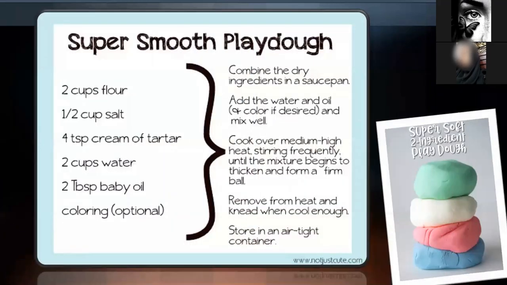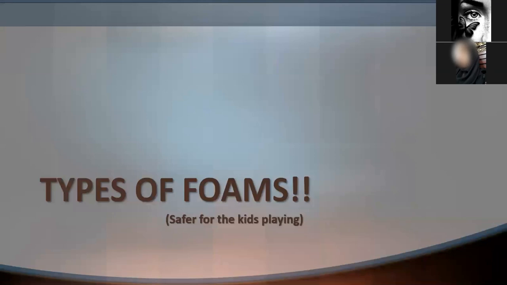Next, super smooth Play-Doh. How can we make super smooth Play-Doh? Take 2 cups flour, 1/2 cup salt, 4 tablespoons cream of tartar, 2 cups water, 2 tablespoons baby oil. Coloring is optional here. Now, how do we do it? Combine the dry ingredients in the saucepan and then add water and oil and mix it well. Cook over medium-high heat, stirring frequently until the mixture begins thickening and forms a firm ball. Remove from the heat and knead when cool enough. Store in an airtight container. Then we will get super smooth Play-Doh.